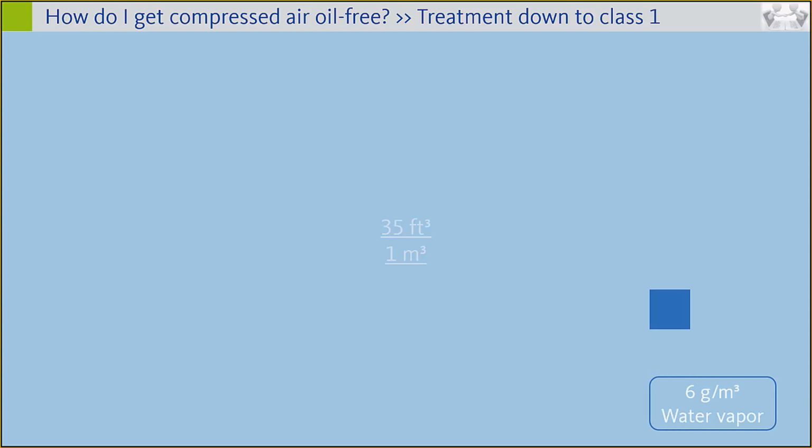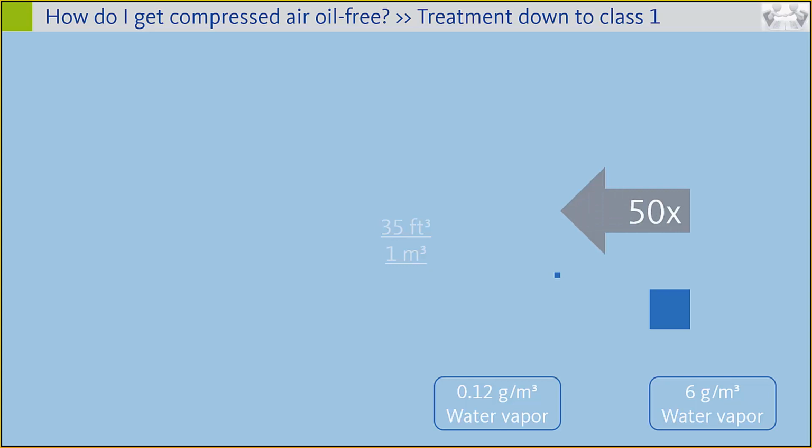So that's, for example, the space of water vapor compared to the 35 cubic feet after the fridge dryer. The next type of dryer is the desiccant dryer, and that's, for example, the amount of water vapor after a PDP of minus 40 degrees. In between both of these, we also have a factor of 50. So the water vapor at a desiccant dryer is 50 times less than that from fridge dryers.